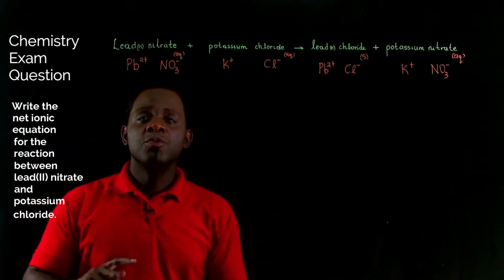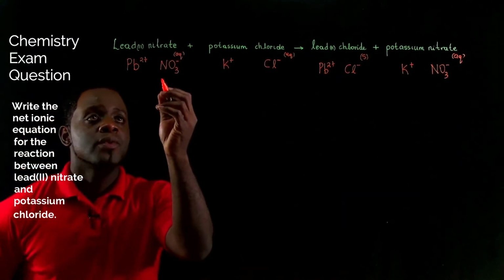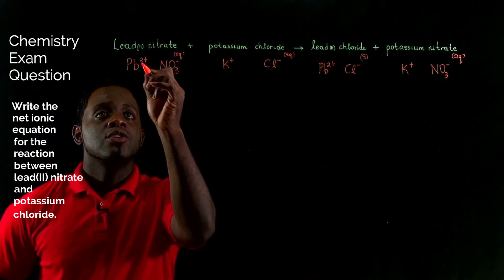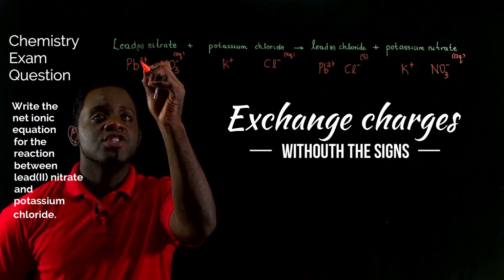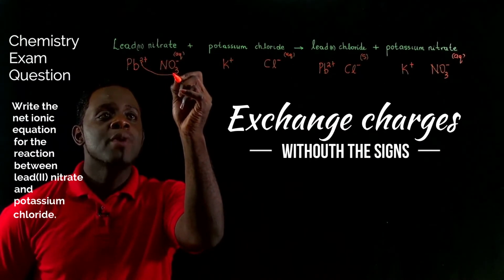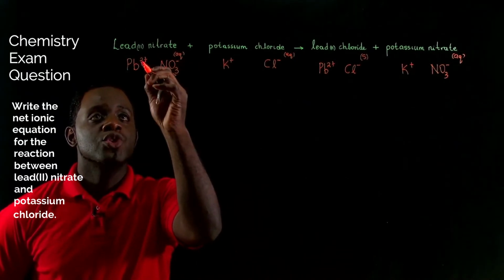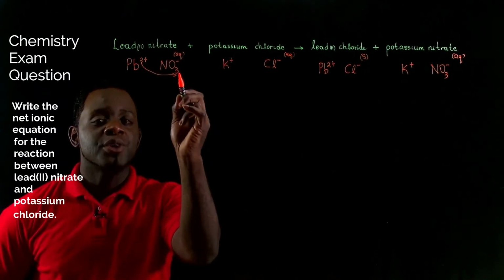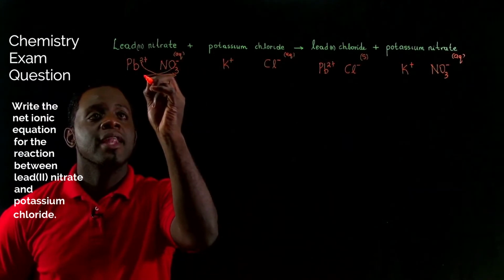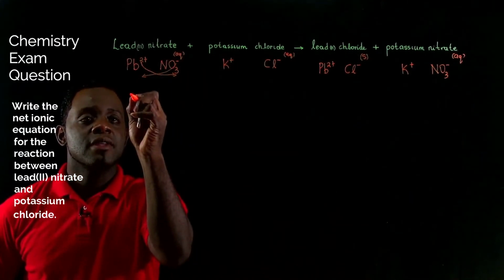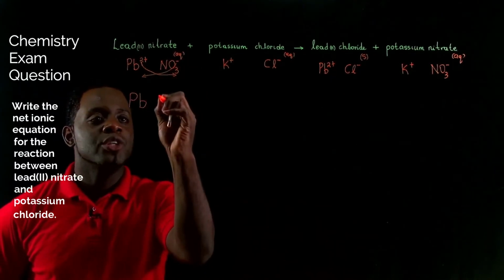How do we then move from ions to compounds? Well, we need to transfer or exchange the number of the charge for each ion and rewrite that as a subscript for the other ion in the compound. So the 2 from the lead will go to the nitrate group, and the 1 not written but understood will go to the lead. And that gives us a formula Pb, and there are 2 nitrate groups.